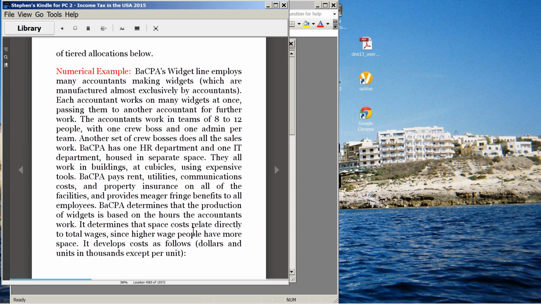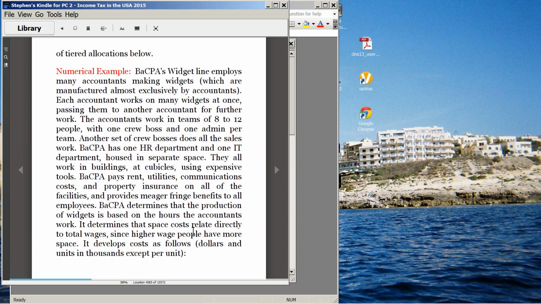It's a CPA firm, sounds like a CPA firm, that manufactures widgets, and as everybody knows, only accountants make widgets. Each accountant works on a lot of widgets at once. The shop is organized in teams of 8 to 12 with an admin and a boss within each team.